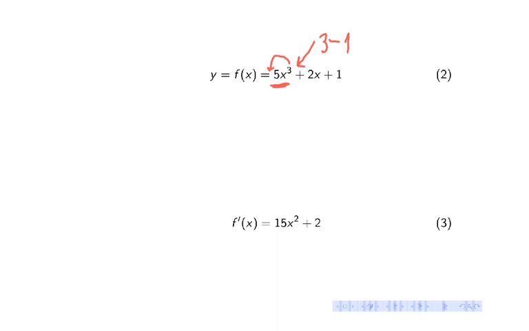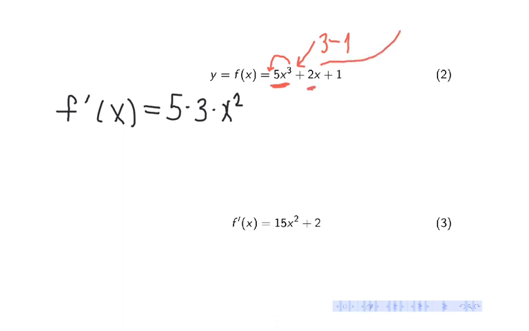Hence, if we want to write out the first piece of the polynomial derivative here, we'll get f prime x is equal to 5 times 3 times x to the 3 minus 1, which is 2. So it's 5 times 3 times x squared. Now let's take a look at this next piece.